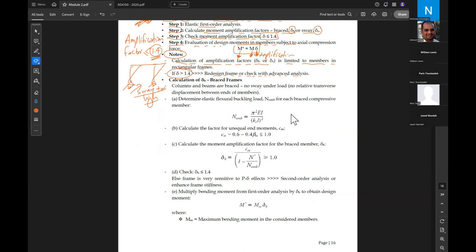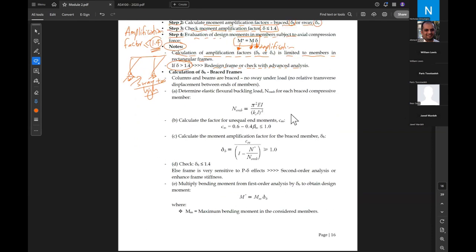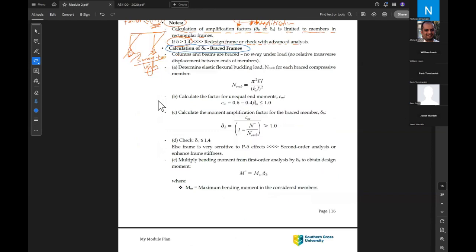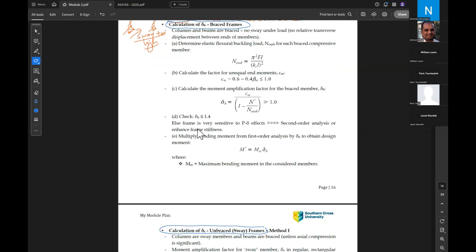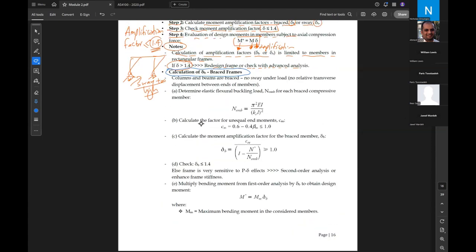Okay, let's now look at how to calculate the amplification factor delta B for a braced frame. We have one method for braced frames and 2 methods for unbraced frames. We will have a look at one here and one here only. So for braced frame, delta B, columns and beams are braced, so there is no sway under loads. This method is only for no-sway frames.